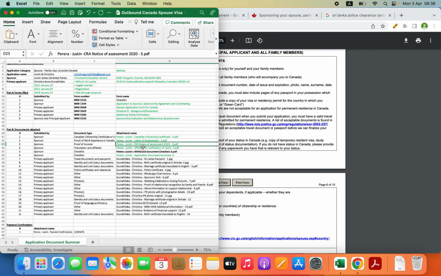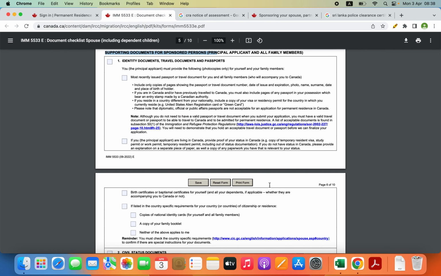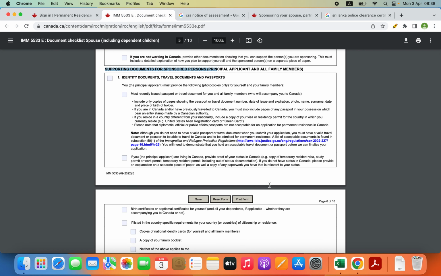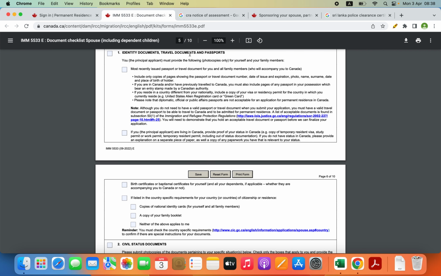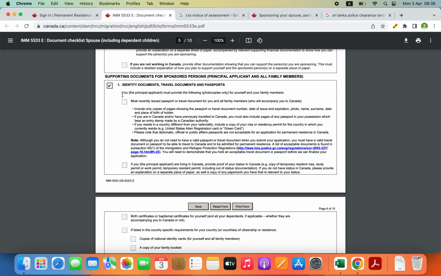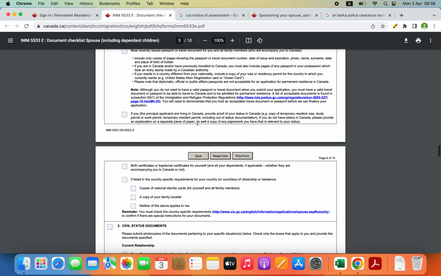Okay, so now we'll start with the primary applicant's attachments. Those attachments you're going to include depend on this section: supporting documents for sponsored person. The first one is identity documents, travel documents and passport. That is an important section, so put a tick. You, the principal applicant, must provide the following of yourself and your family members. It's literally asking for all the items below.